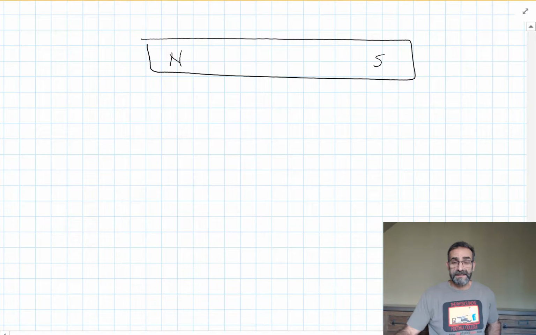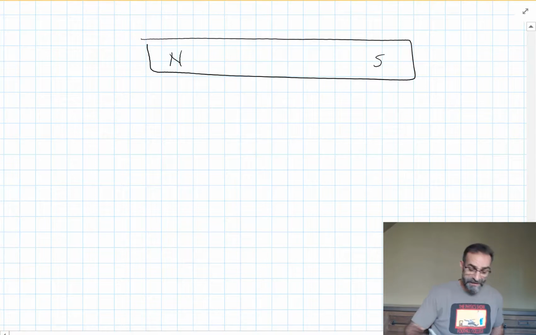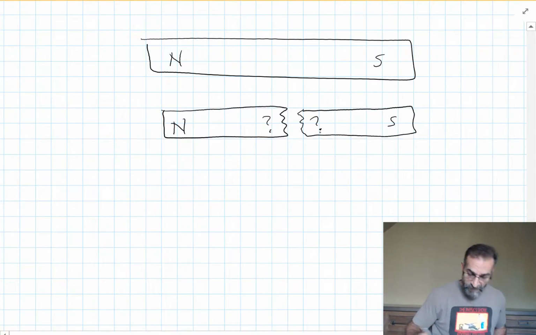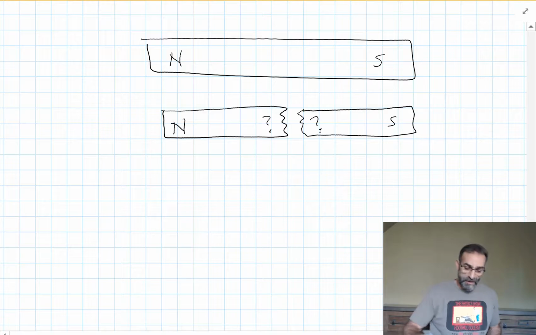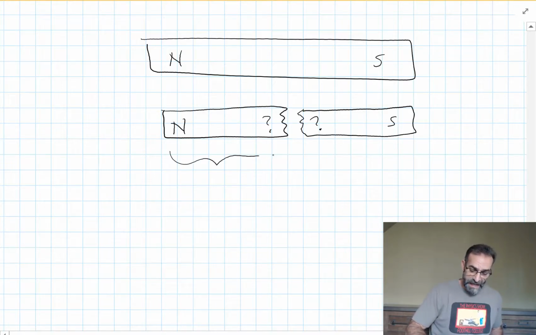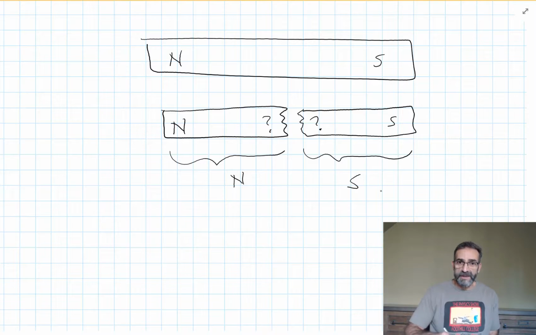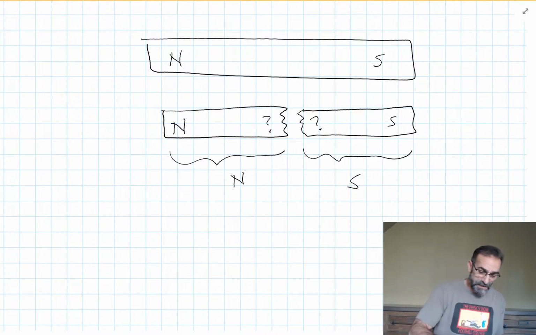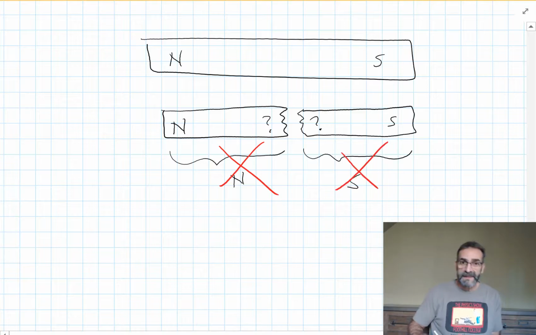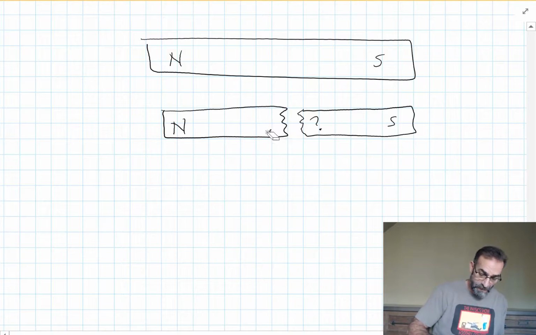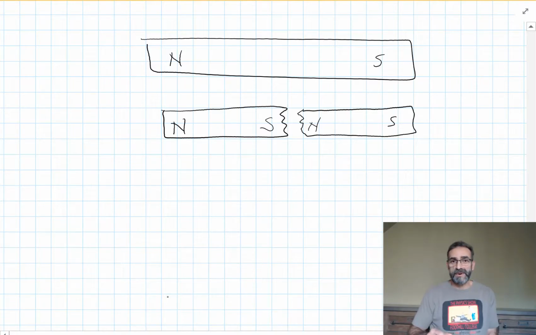Now let's take our bar magnet with a north pole on the left and a south pole on the right and break it in half and see what we get. Do we get all the north poles on the left? Have we isolated the north poles and all the south poles on the right? This is not what happens. We don't isolate all the north poles on one side and all the souths on the other. What happens is we get two smaller magnets, with north and south poles.